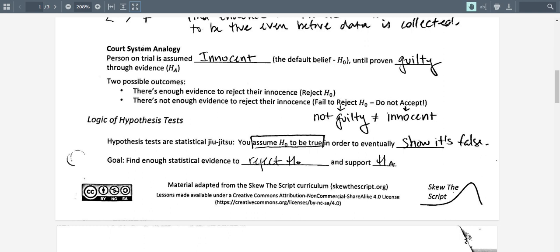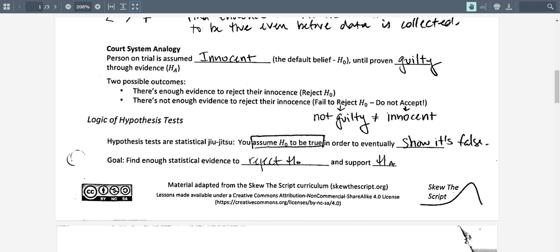They are not found guilty or innocent. So just because we don't have enough evidence to reject doesn't mean all of a sudden we believe that they are in fact innocent. It's just that we didn't have enough evidence to show they're guilty. So that's the language we have to pay attention to. You either reject the null hypothesis or you fail to reject it. We will never be accepting the null hypothesis.